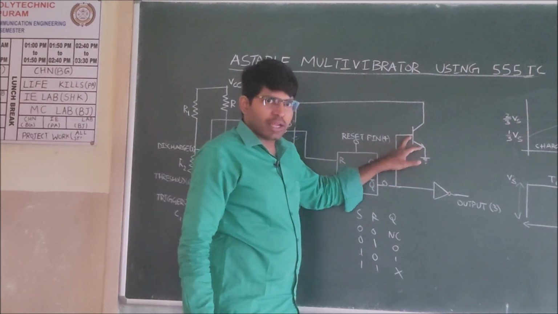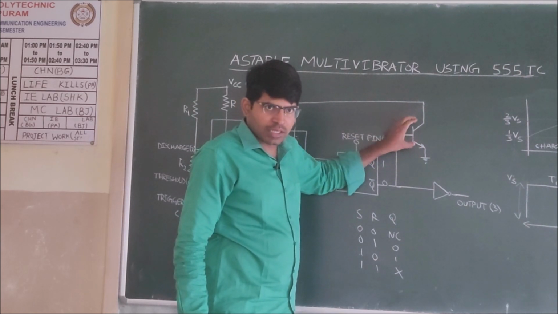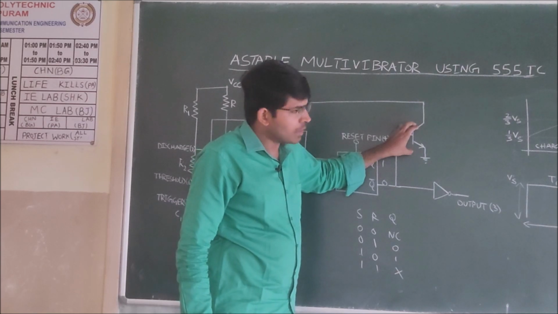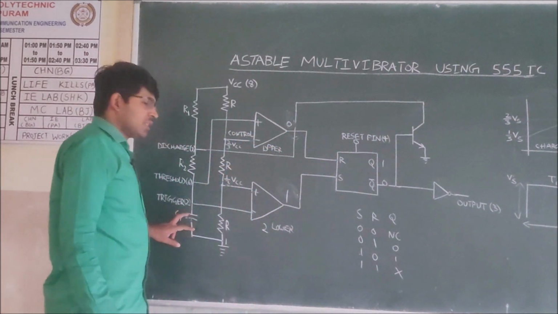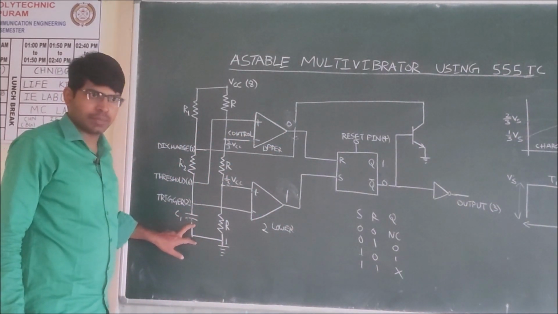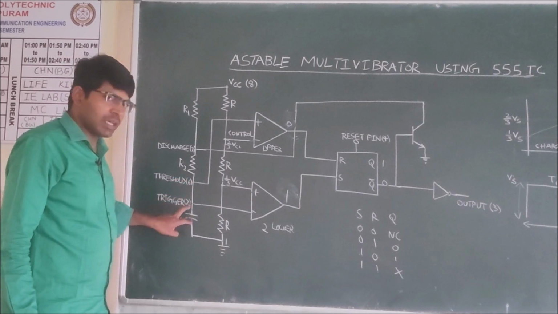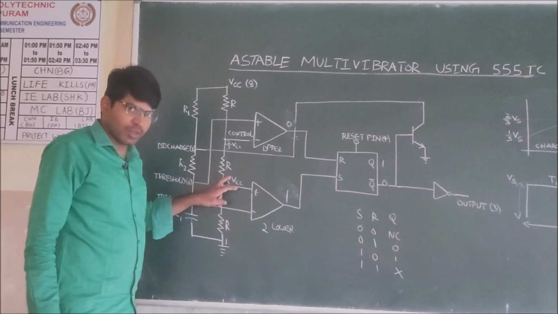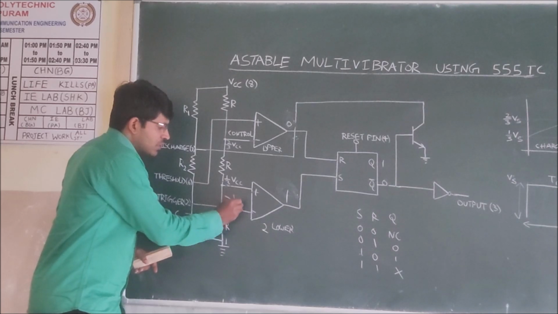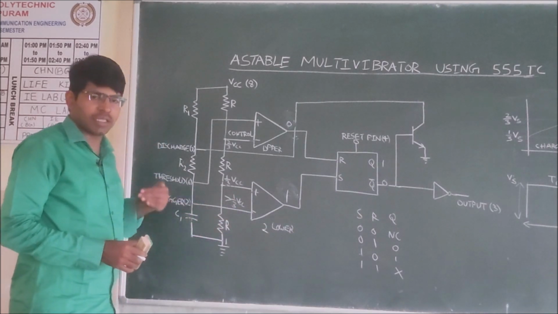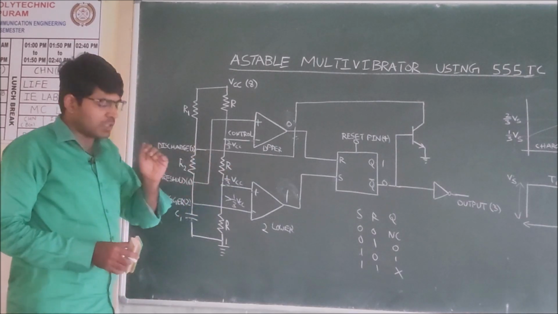At the base of the transistor, we are not providing any supply. Now the transistor is in off state. Because the transistor is in off state, this capacitor continues charging. And it continues charging when the voltage across the capacitor crosses 1/3 VCC. Now the voltage is greater than 1/3 VCC because the capacitor is charging continuously.